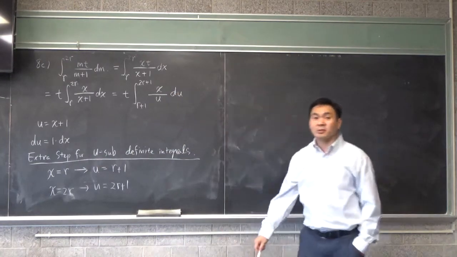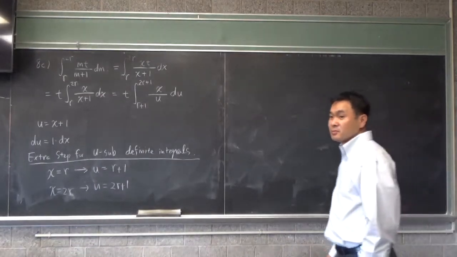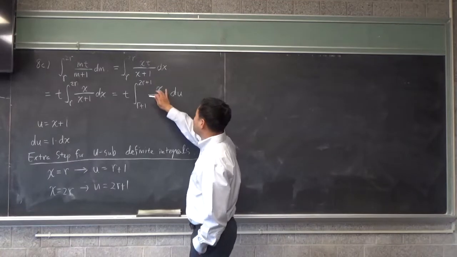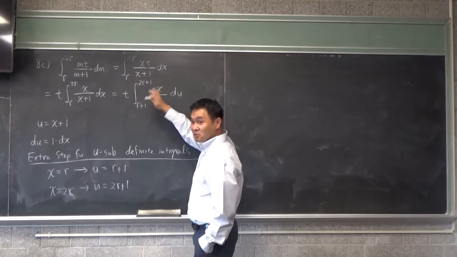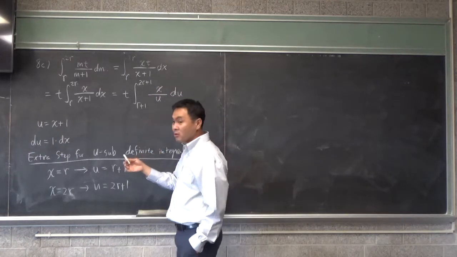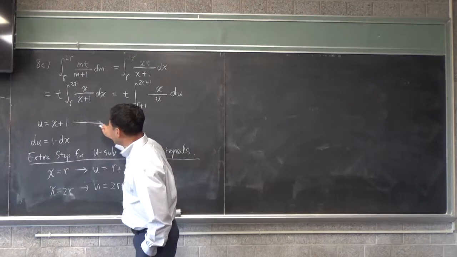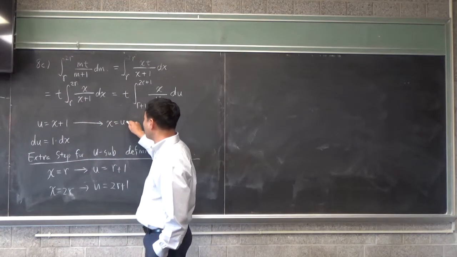Okay. What should we do now? I have to get rid of that x. Right, you have to change this into something with u. You can't have x still there. You have to complete the u substitution. So what should we do? U minus 1. Yeah, you solve the relationship for x so that x is u minus 1.